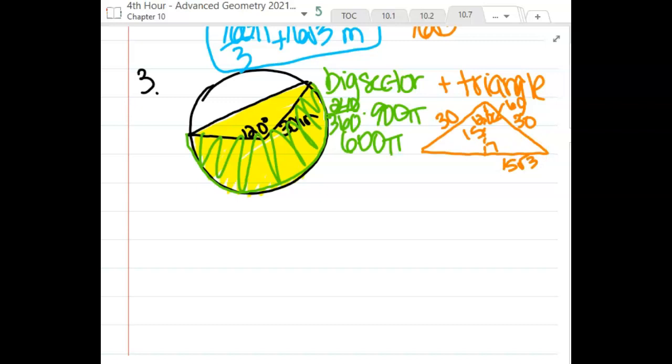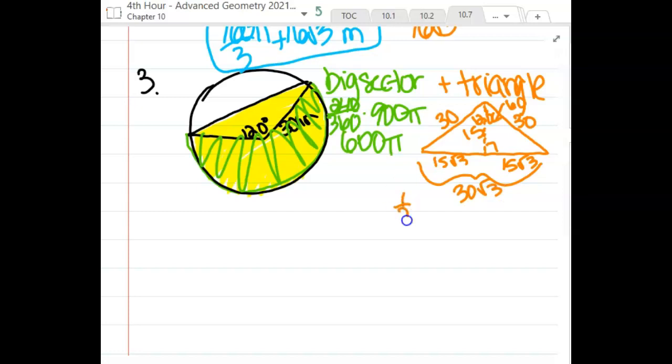Now remember though, I'm going to want the entire base, not just half of the base. So if this is 15 square roots of 3, that other side is also 15 square roots of 3. So the whole base would be what? 30 square roots of 3.